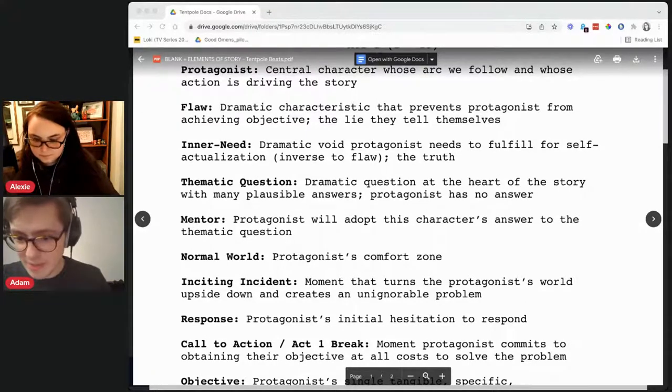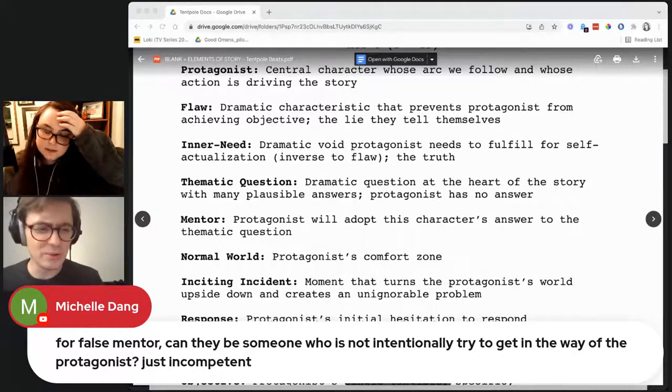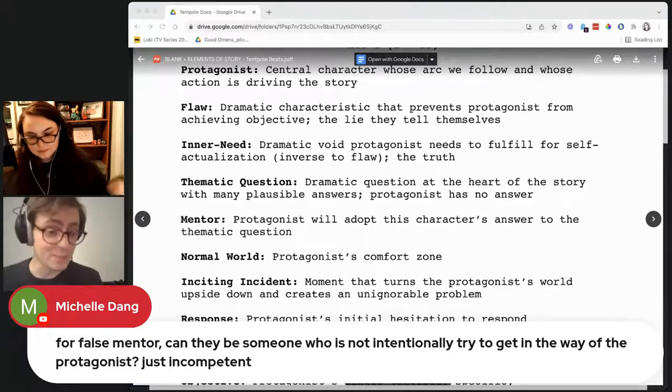For a false mentor, can they be someone who is not intentionally trying to get in the way of the protagonist, just incompetent? Yeah, if that's true to the theme of your story. Although the dad in Whiplash. Yeah, that's right. That's a perfect example.